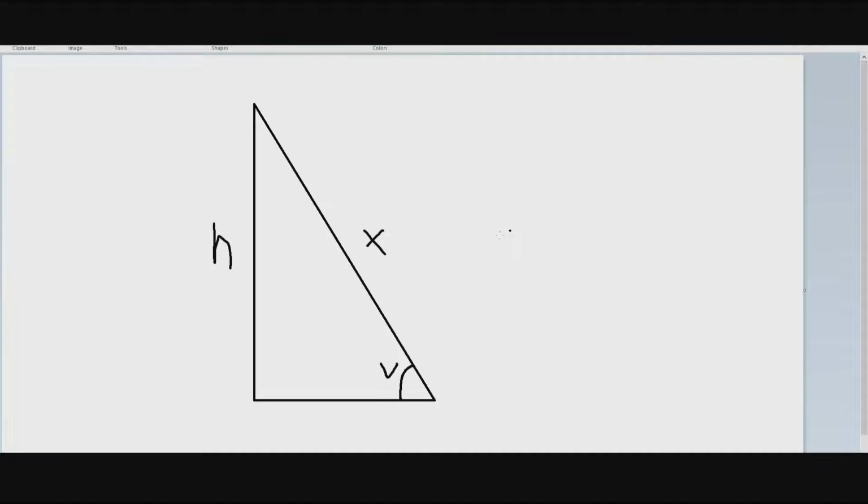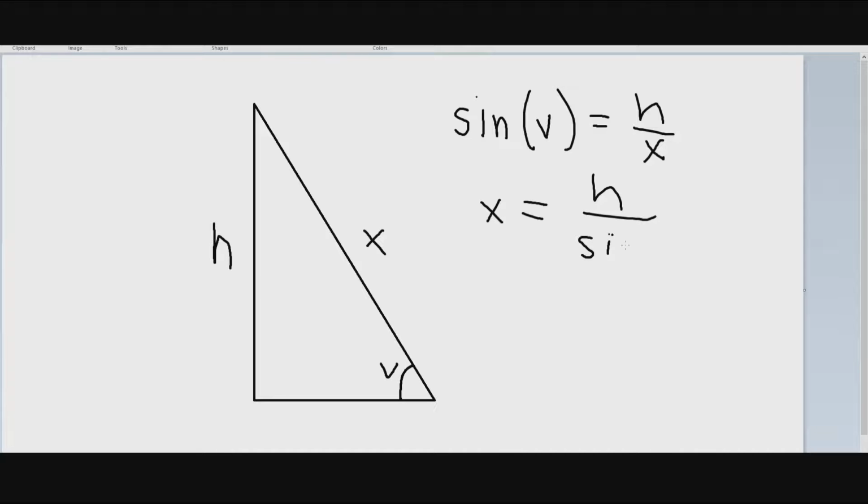So if you recall from math class in right angle trigonometry, the sine of an angle compares the opposite side with the hypotenuse. So we can evaluate this using the formula sine of v equals h over x. So that's our opposite over our hypotenuse. Rearranging this equation such that we're solving for x, so let's get x on one side, we get x equals h divided by sine of v. And this is basically the equation we're going to use to calculate that length of the ladder.